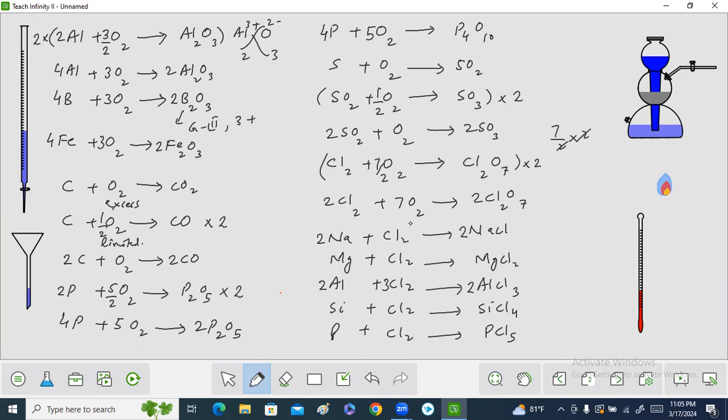There are 4 chlorines, so we can put 2 here. Okay, now there are 5 chlorines, so if we put 5 by 2 here, 5 by 2 here, then we can multiply the full equation with the coefficient 2. So we'll get 2P plus 5Cl2 and 2PCl5. This is phosphorus pentachloride.